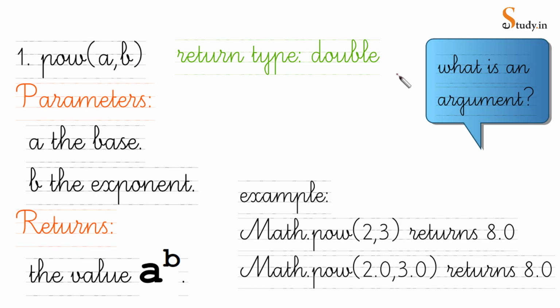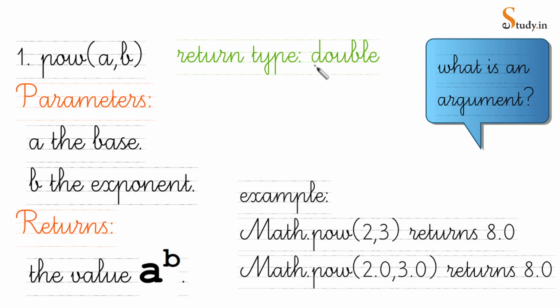Arguments are the actual values which we pass to a function. So here 2.0 and 3.0 are arguments. When we make a call to the function, the values passed to the function at the time of calling are called arguments. The function takes two parameters, which are formal parameters. Here A is the base and B is the exponent, so it will return a value like A raised to the power B.